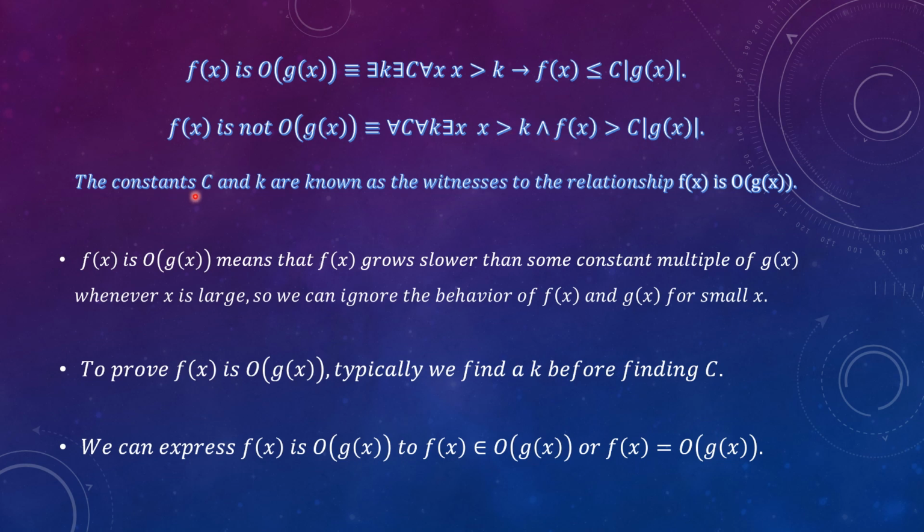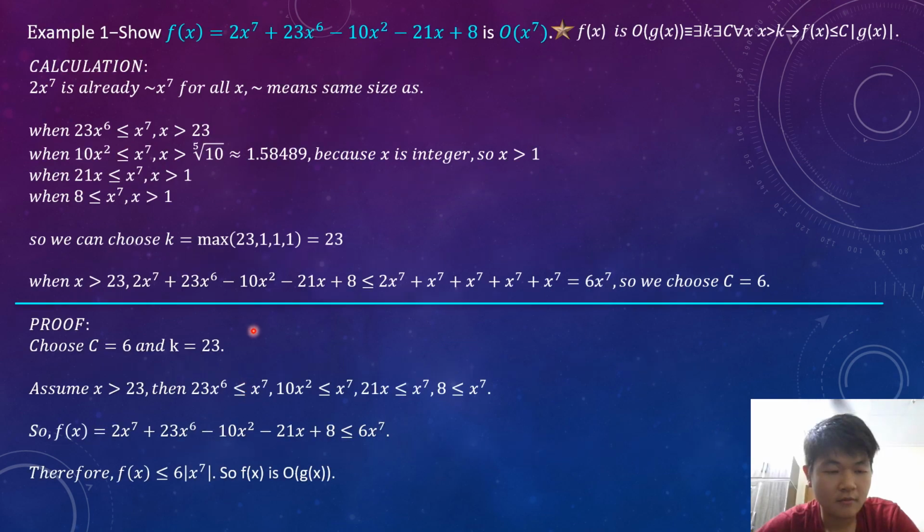The constants c and k are known as the witnesses to the relationship f(x) is Big O of g(x). And this is the same definition of f(x) is Big O of g(x), and we often use this notation to express that f(x) is Big O of g(x). Okay, let's see example 1.